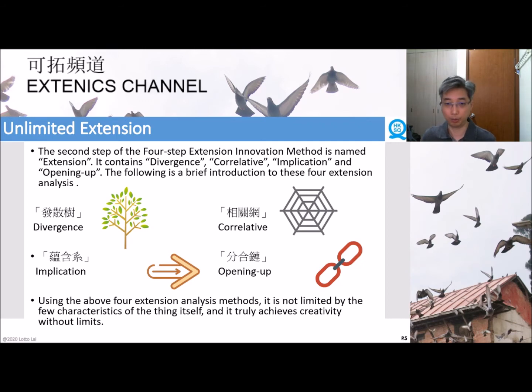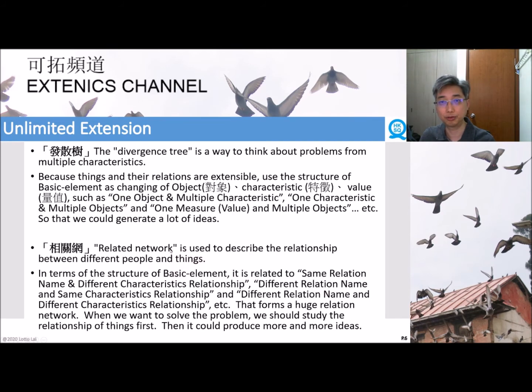indicate. So we talk about using these four extension analyses. This method is not limited by the few characteristics of the thing itself. However, it truly achieves creativity without limits. Even though in the beginning they have few characteristics, after extension, they have many possibilities. So now I will briefly introduce these four extension analyses to you.